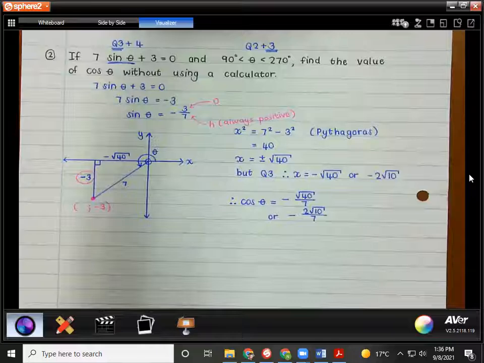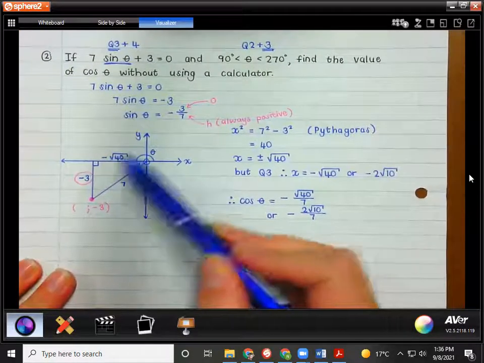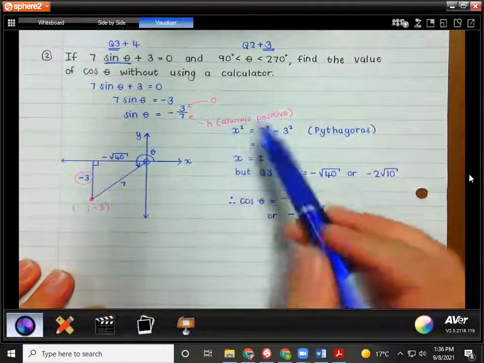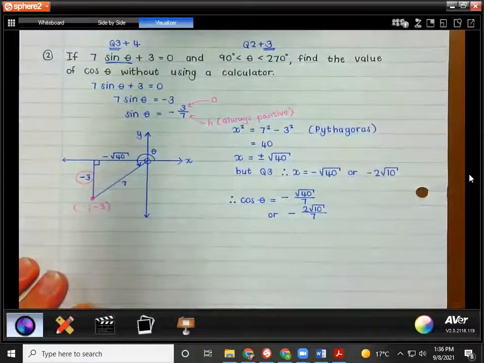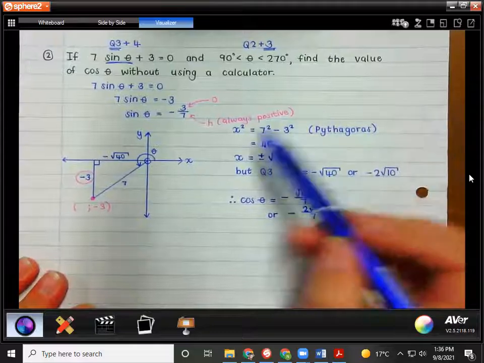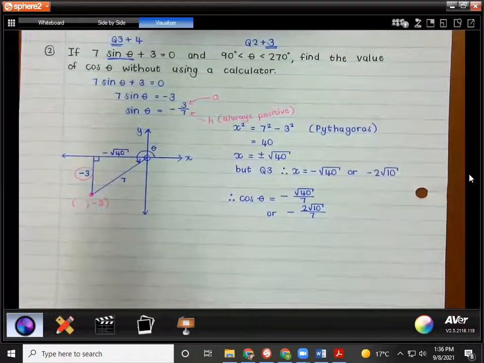Now, once you filled in your -3 and your 7, you're going to use Pythagoras to get the other value. I just called it x in this case because it is along the x-axis. Do we see that? But guys, you could call it anything. You don't have to write x squared. You can use an a or whatever letter. It doesn't matter.